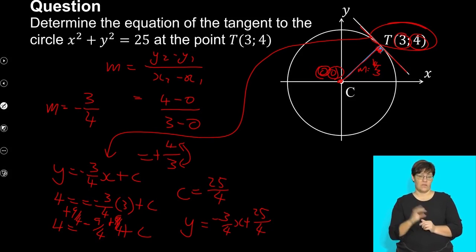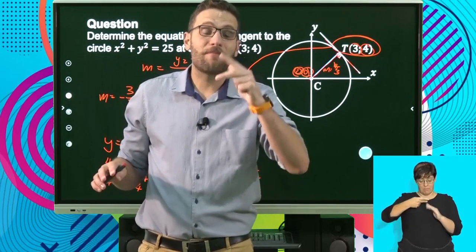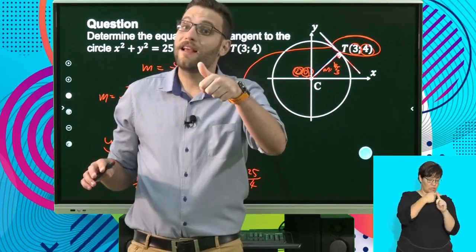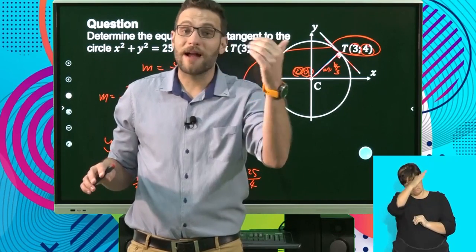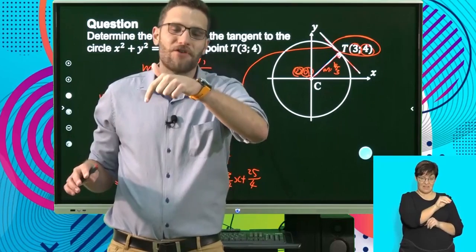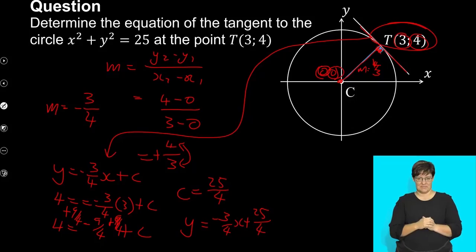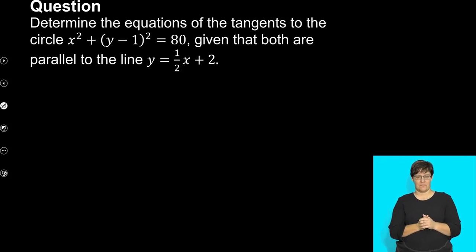So to recap, what did I do? I worked out the gradient of my radius. Then I flipped it over and changed the sign so that I could calculate the gradient of my tangent. And then I subbed in the point so that I could calculate my y-intercept. Excellent. So let's move on to the next question.